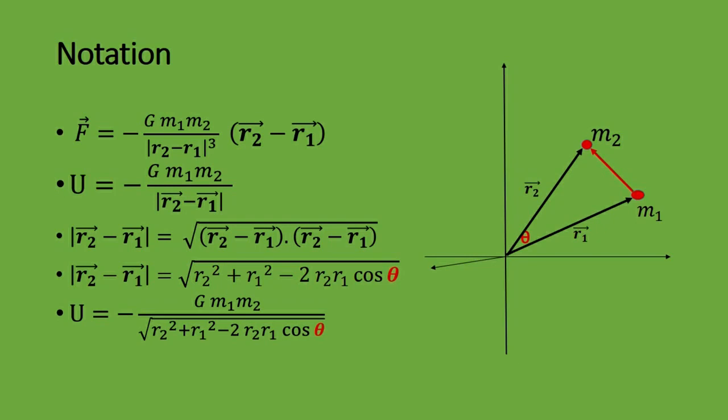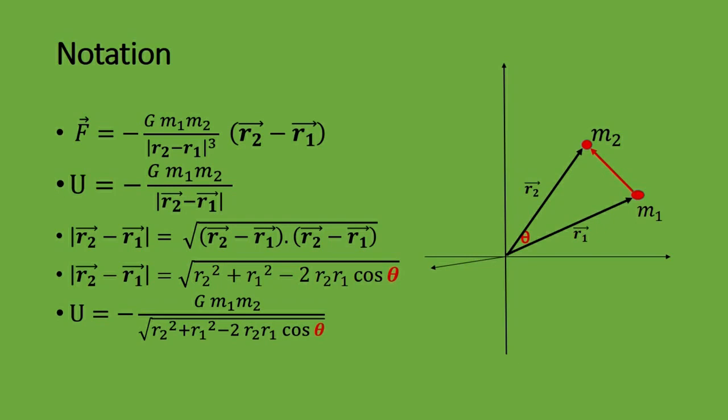Now, with this, we can write the force acting on mass number 2. It's minus G mass 1 times mass 2 divided by the length of the red vector cubed, times the red vector. For the potential energy, again, it's written as minus G mass 1 mass 2 divided by the distance, that's the length of the red vector. Now, how can you find the length of the red vector?